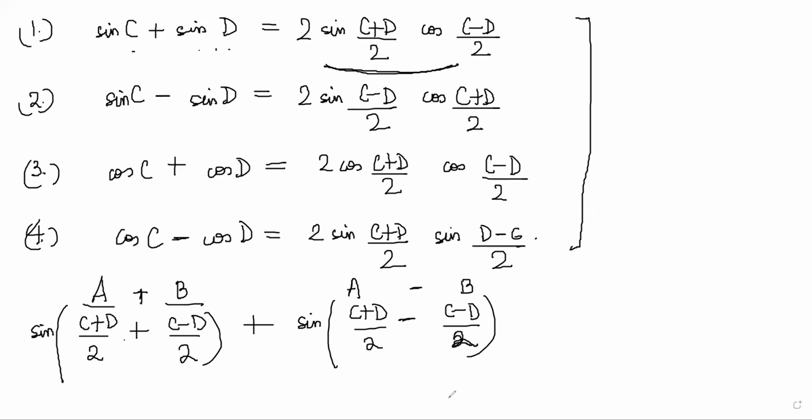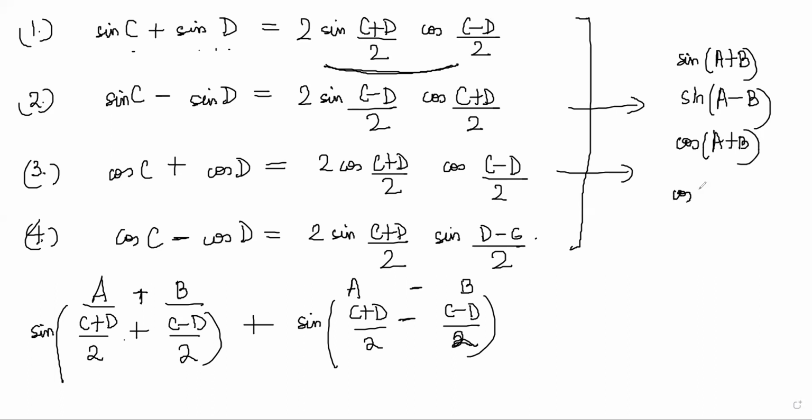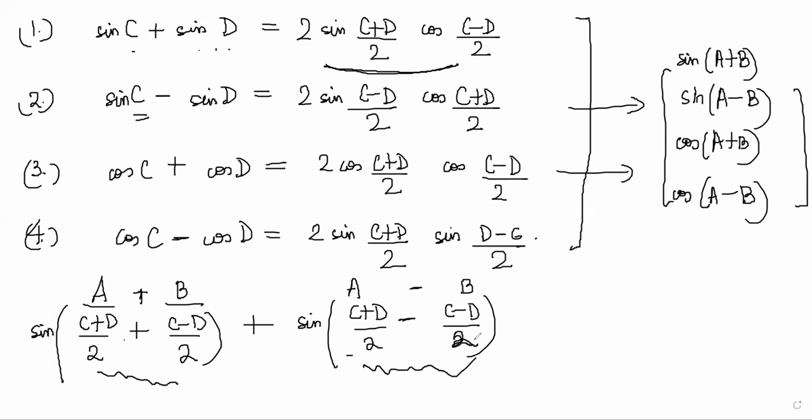And why should you get 2 sine A cos B? Because I know how to expand sine (A plus B) and sine (A minus B). All of these formulas can be verified in the same way as long as you know your formulas for sine (A plus B), sine (A minus B), cos (A plus B), cos (A minus B). As long as you know these four formulas, you will be able to easily verify all of them. Every time split C as this and split D as this. If you do that, you will be able to use these formulas to quickly verify and confirm for yourself.